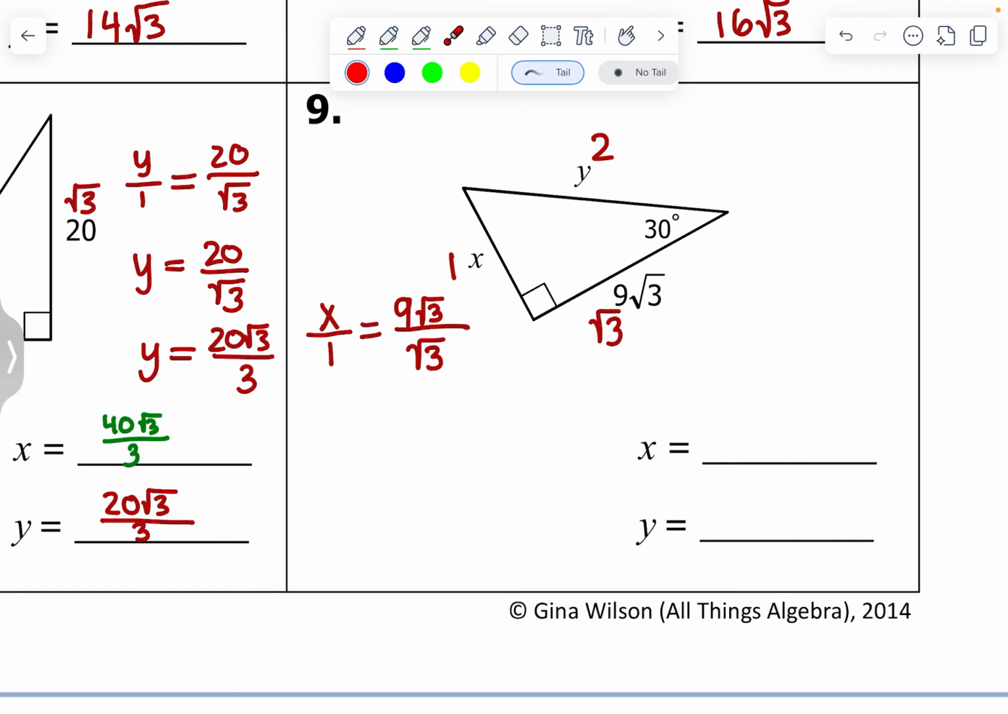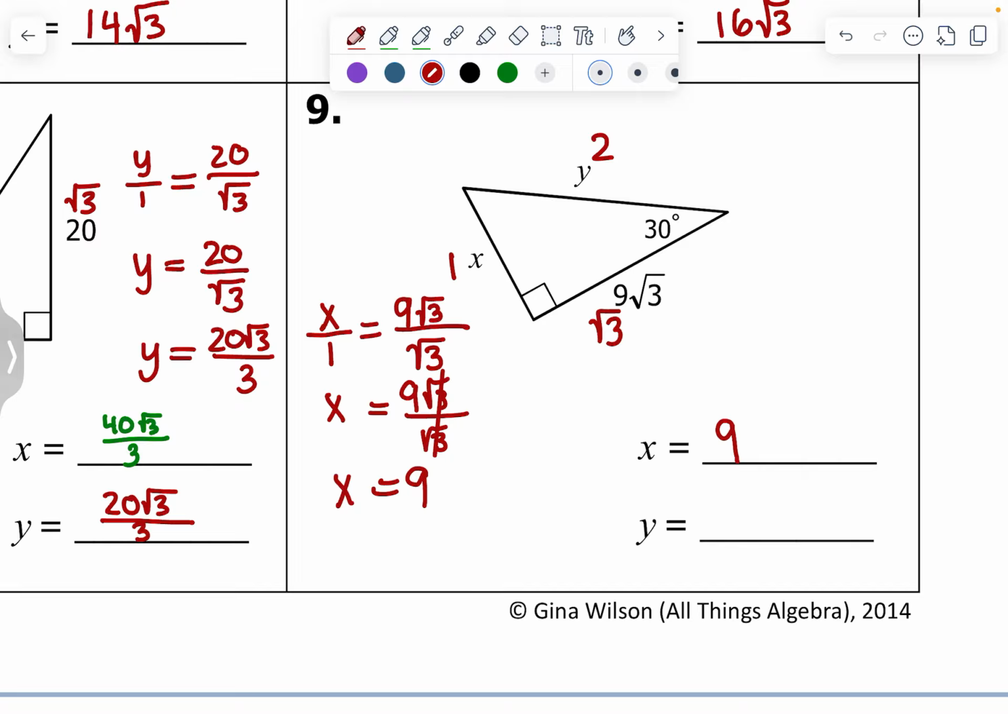And so what I'm hoping you see is a shortcut. X divided by 1 is just x. And so x equals 9 radical 3 divided by radical 3. But these radical 3's cancel out. So x simply equals 9.